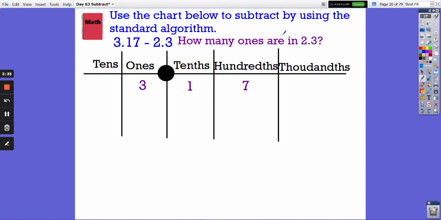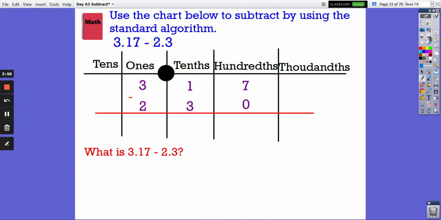Okay, how many ones are in 2 3/10? 2. Notice I'm writing the 2 in the ones column. How many tenths are in 2 3/10? Well, there are 3. How many hundredths are in 2 3/10? Well, there aren't any. If there were any, it would be a 0. I like putting zeros because that way I have a digit for every digit in my original number.